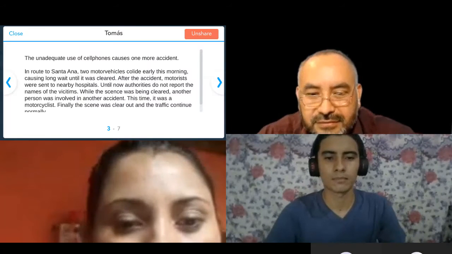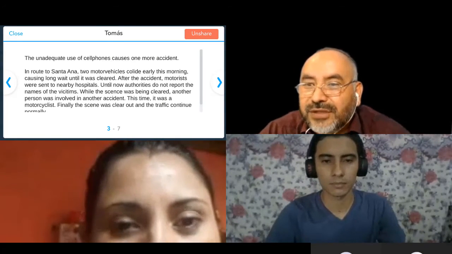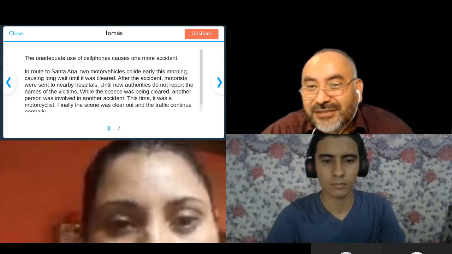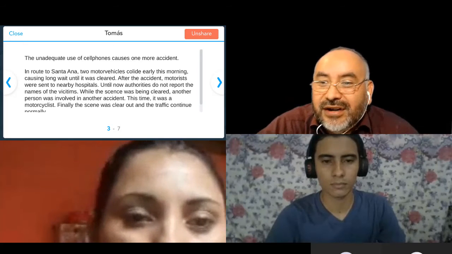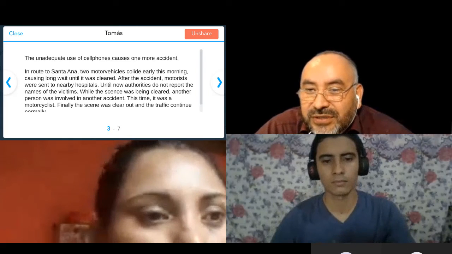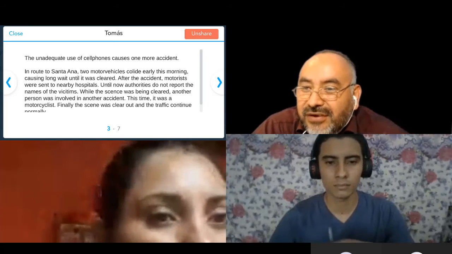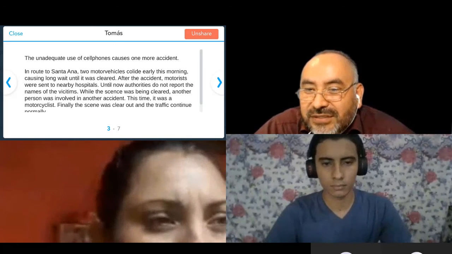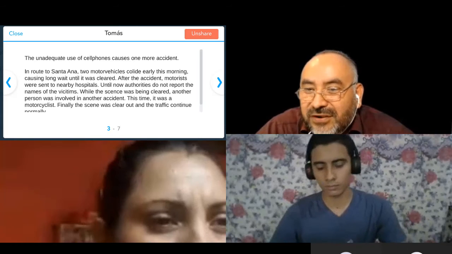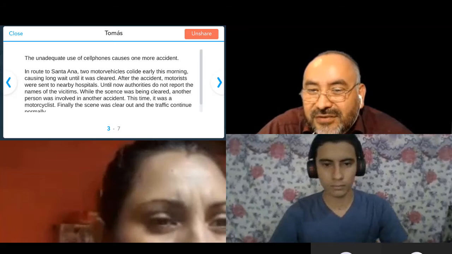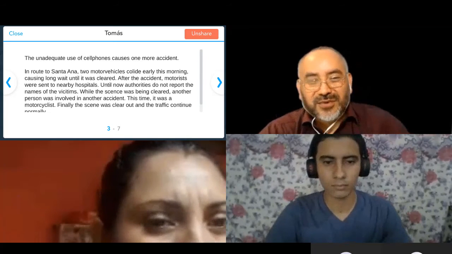The inadequate use of cell phones caused one more accident. En route to Santa Ana, 2 motor vehicles collided early this morning, causing a long wait until it was cleared. After the accident, motorists were sent to nearby hospitals. Until now, authorities do not report the names of the victims. While the scene was being cleared, another person was involved in another accident. This time, it was a motorcyclist. Finally, the scene was cleared out and the traffic continued normally.